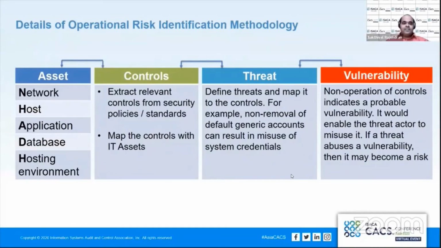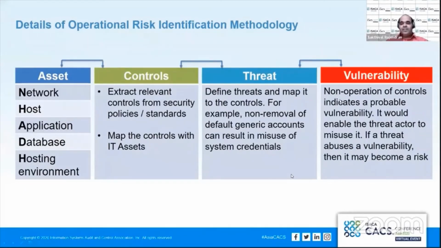First, you have the IT assets, which may include your server, application, database, network, hosting environment, and infrastructural components, including the cloud service usage. The IT assets are mapped to the controls. That's one mapping. Then we do additional mapping: mapping the controls with the relevant threats. This is another mapping. Then mapping of the threats with the different vulnerabilities, or in other words, which threats can exploit which of the vulnerabilities.